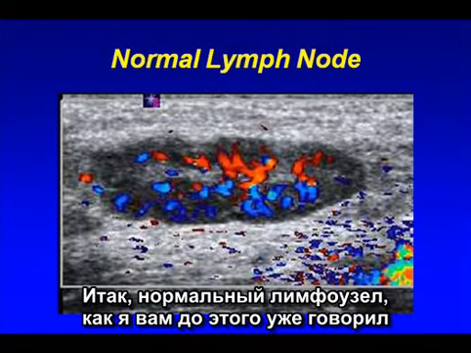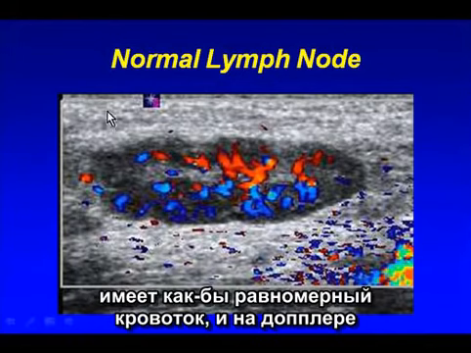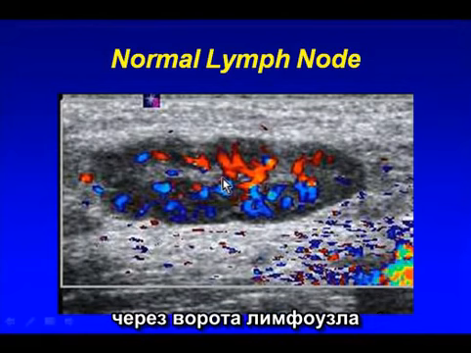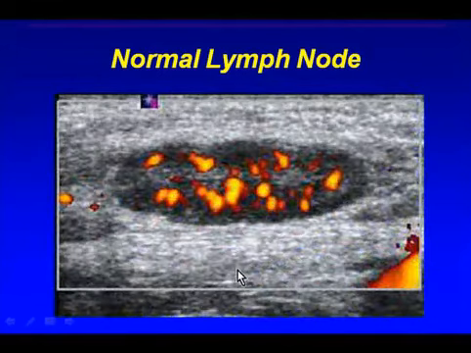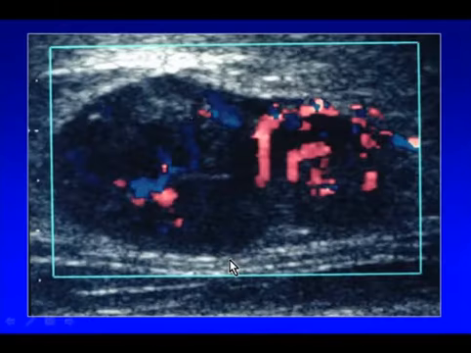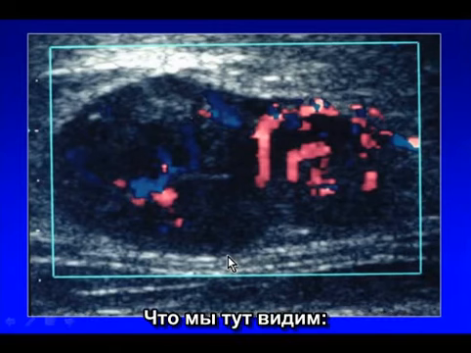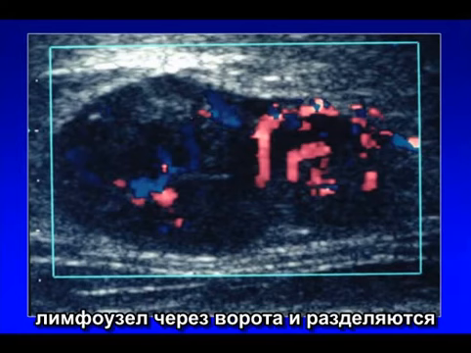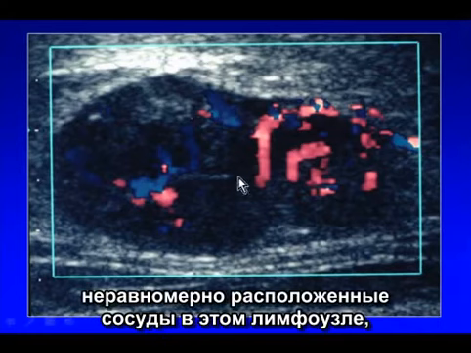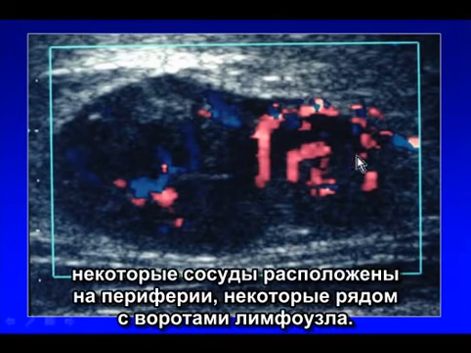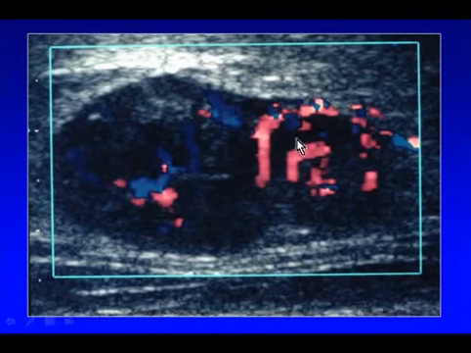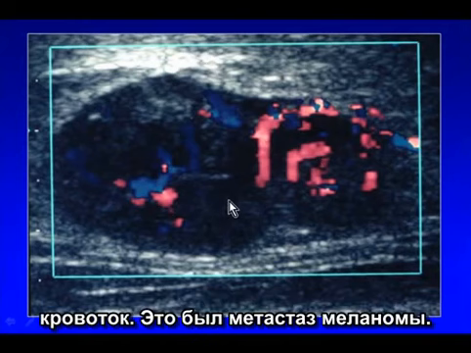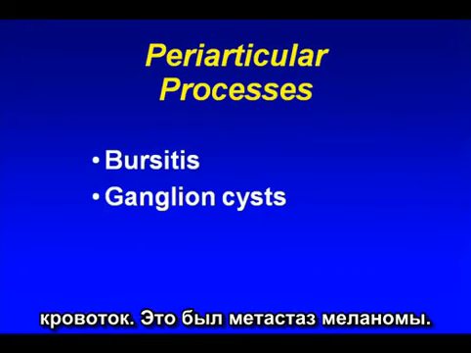Now, normal lymph nodes, I told you before, have sort of a monotonous flow pattern. And so on Doppler, we will see vessels coming into the hilum and monotonously branching within the lymph node. And here it is on power Doppler. Now here's a malignant lymph node. Again, rather than a vessel coming in at the hilum and branching homogeneously, we have irregular vessels all through this lesion. Some of them are at the periphery, some of them are more hilar. Echogenic hilum is gone, of course, but we see this very, very irregular flow, and this was a melanoma metastasis.